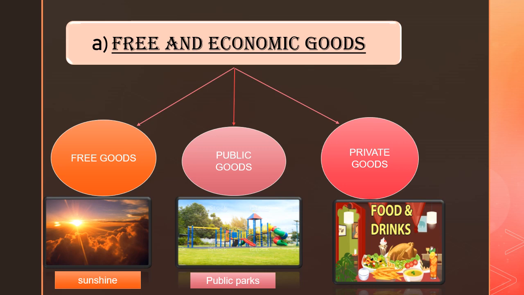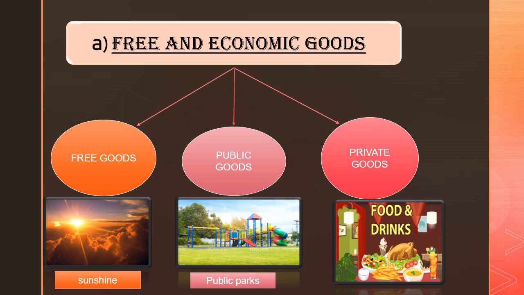Free goods are the goods which are available in abundance and we do not need to pay anything for them. It covers sunshine, water, or air. You know very well that these are free goods provided by nature, we need not pay anything for them, and they are available in abundance. The second point is public goods. Public goods are those goods which are available to the public free of cost. For example, public parks: we can go there without paying any money, and it is available for everyone in the society.